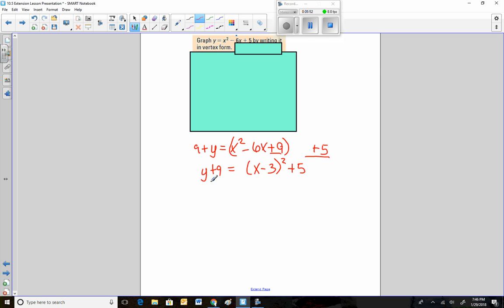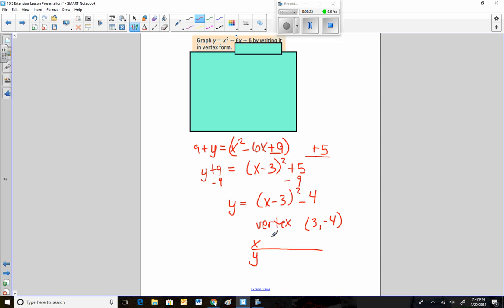Now, see this positive sign? We need to have just a y equals here. So, minus your 9, minus your 9. Y equals x minus 3 quantity squared, and this part becomes a minus 4. So my vertex is very easy to identify because now it is in vertex form. So my vertex should be opposite of this, so we write 3 and negative 4. And we could do x and y.